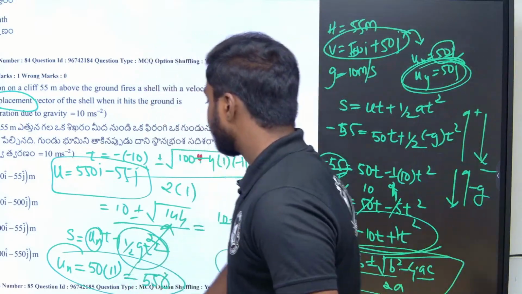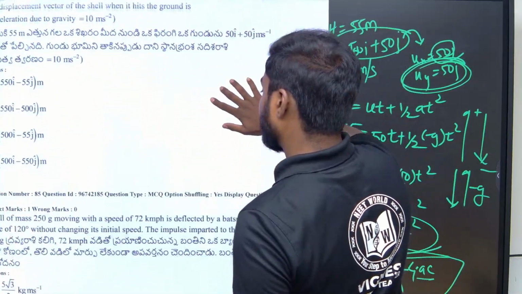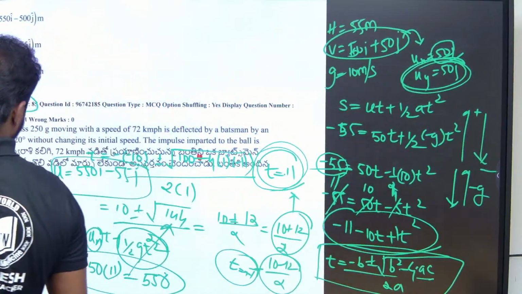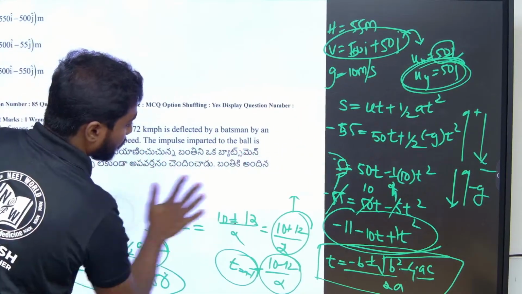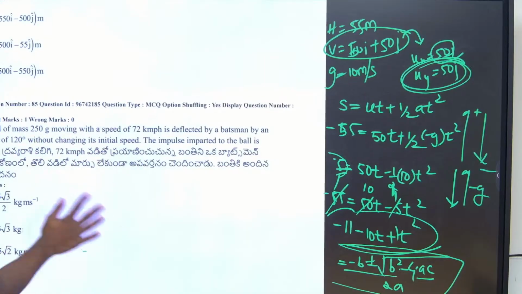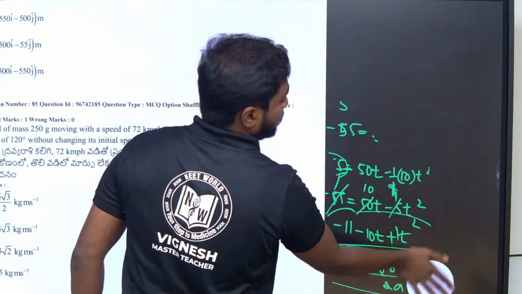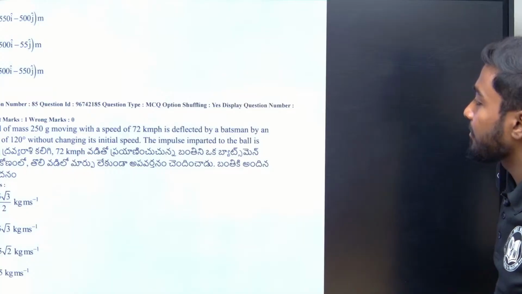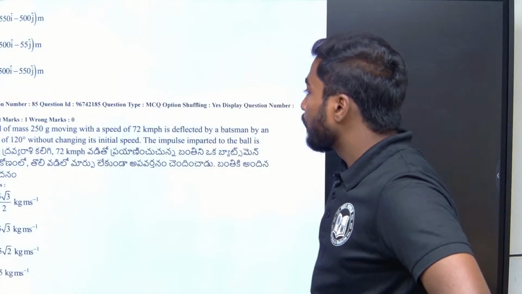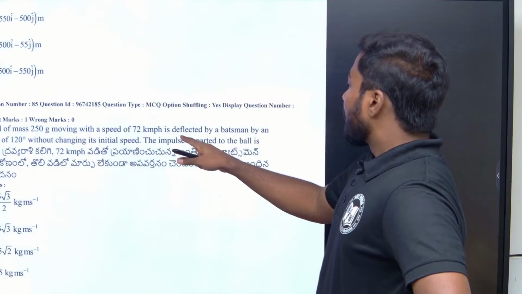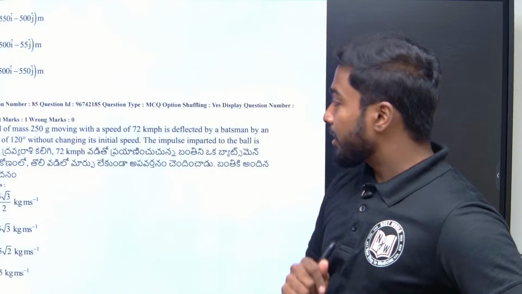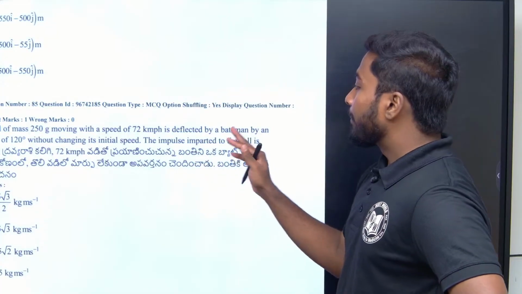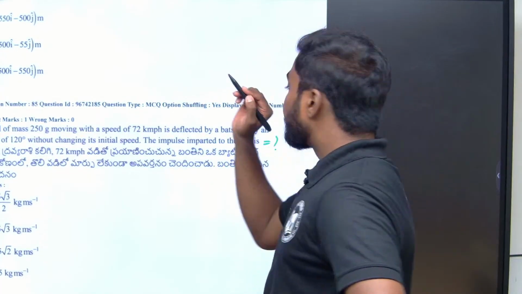Yeah, we'll go for the next question. Okay, I'll erase this one. Okay, what is the question given here? A ball of mass 250 gram moving with a speed of 72 km per hour is deflected by a batsman by an angle 120 degree without changing its initial speed. The impulse imparted to the ball is, they are asking what is the impulse.